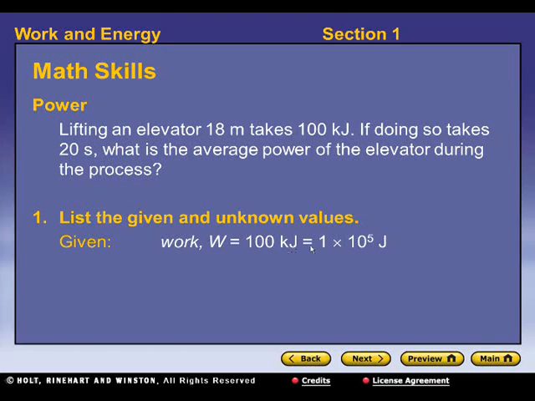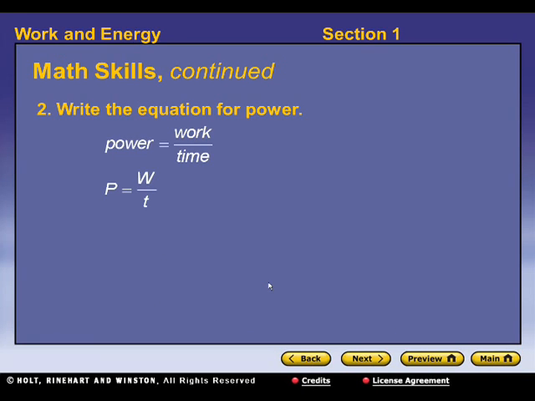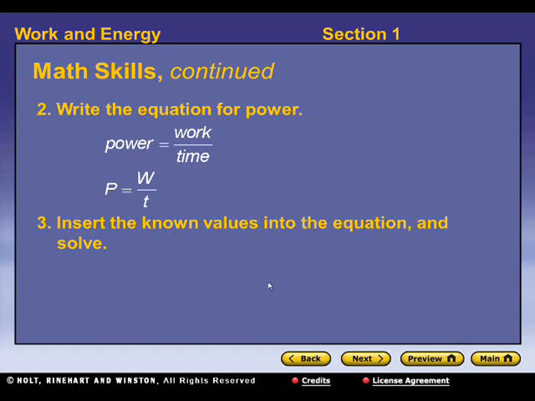Alright, so list the given and known values. Work is 100 kilojoules, or 1 times 10 to the 5th joules, which is the same thing as 100,000 joules. The time is 20 seconds. In this case, distance is not needed because we're not having to figure for work. We already have it given to us. Actually it tells us that it has 18 meters, but we don't need that because the work's already given. So the unknown is power here. That's what we've got to find in watts.